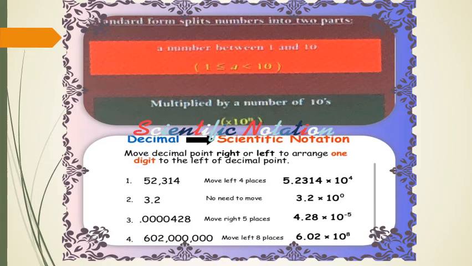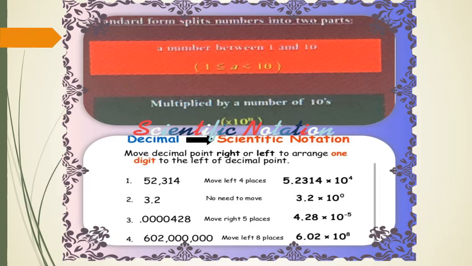Now let's have a look at the second question: 3.2. As you see here, before the decimal, there is just one number, so it's already in the standard form. We can just place 10 raised to 0 with that, so it can be rewritten as 3.2 into 10 raised to 0. Have a look at the third question.